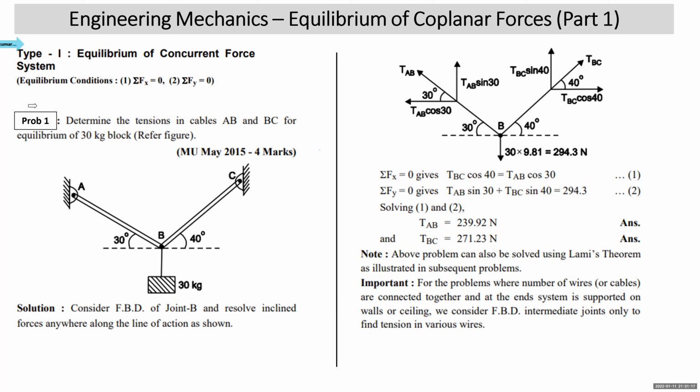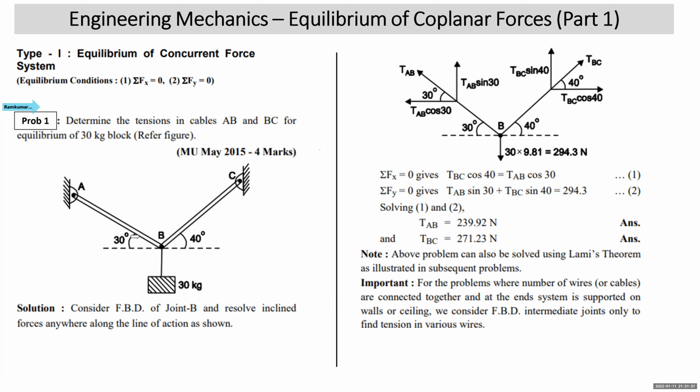All right, my first problem. Determine the tension in the cables AB and BC for the equilibrium of 30 kg block. This problem has been taken from Mumbai University examination 2015 for 4 marks. Now this is one cable, another cable, and a weight or a block of 30 kg is attached.